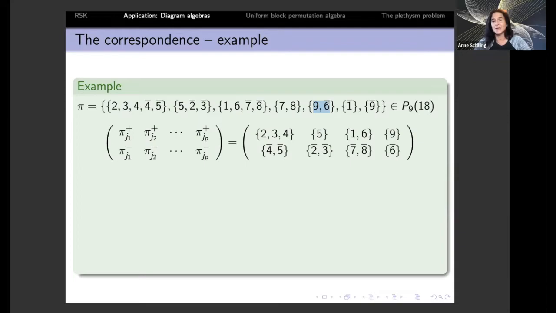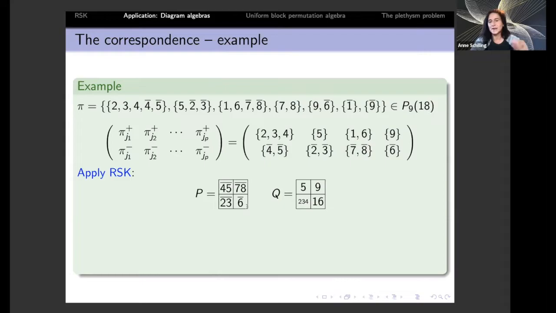So here, this would be my smallest block, my second smallest block, my third smallest block, my last block, right? Because four is smaller than five, is smaller than six, is smaller than nine. Then in the bottom row, I write the corresponding barred letters. And then we just do the usual RSK with this last letter order. So we get two tableaux if we do this insertion. But you can see that now the entries can be multisets, right? Not just integers, but they are actually multisets.